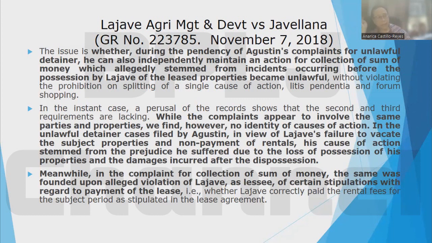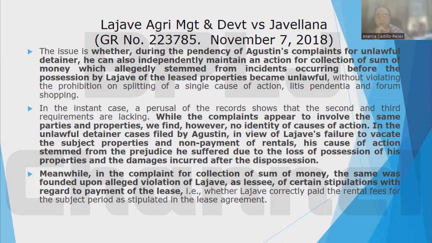Now move to the case of Lahabe versus Habelian. In this case, the issue is whether during the pendency of Agustin's complaint for unlawful detainer, he can also independently maintain an action for collection of sum of money which allegedly stemmed from incidents occurring before the possession by Lahabe of the leased premises became unlawful. Okay, so we have a case wherein there is a case for unlawful detainer, which was filed by Agustin. Okay, now before the case for unlawful detainer arose, there were collectibles by Agustin from Lahabe. So can they be joined in the same case?